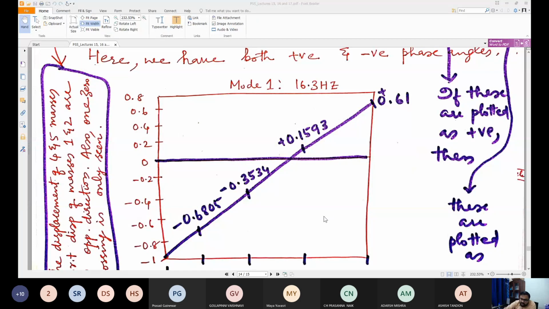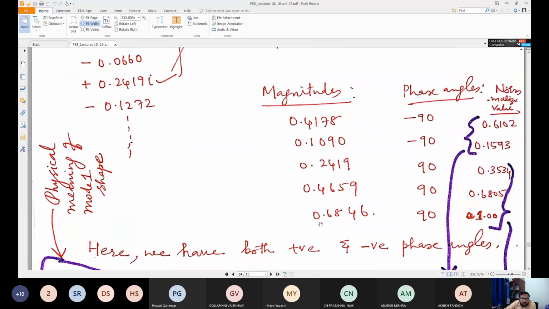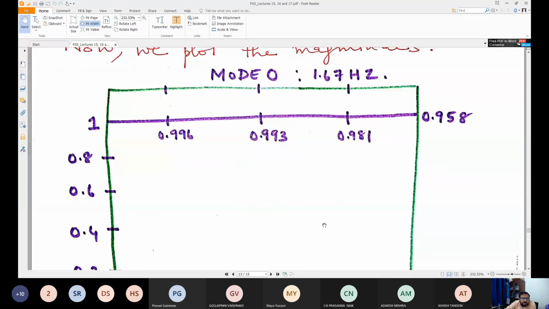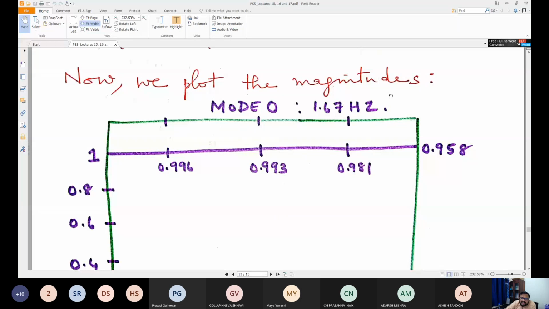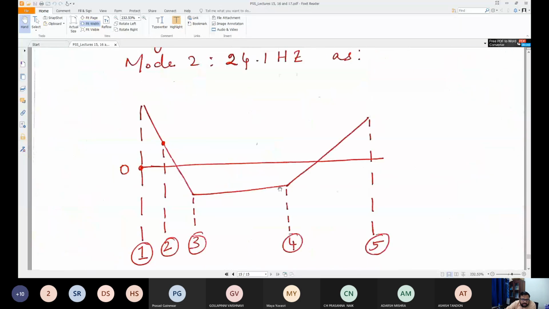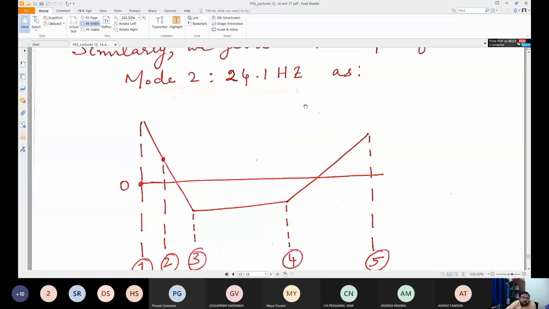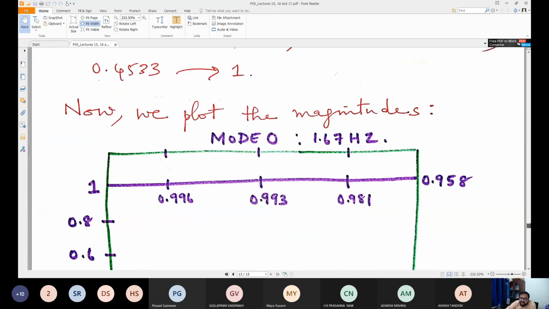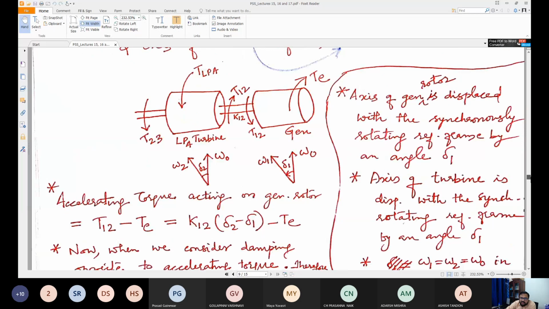The other one is 1 point something, right? The first one was mode 0, which was 1.67 Hertz. Now similarly, this is mode 1. Now similarly, we are going to find mode 2. Mode 2 is the 24.1 Hertz oscillation. You can see the 24.1 Hertz oscillation here.